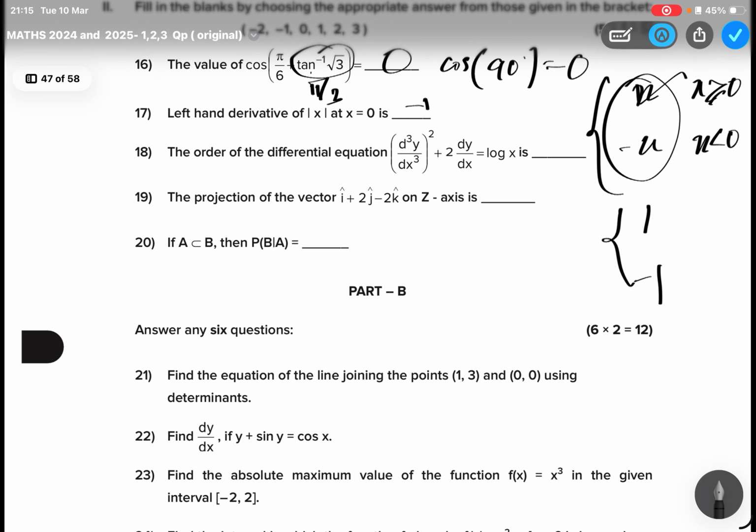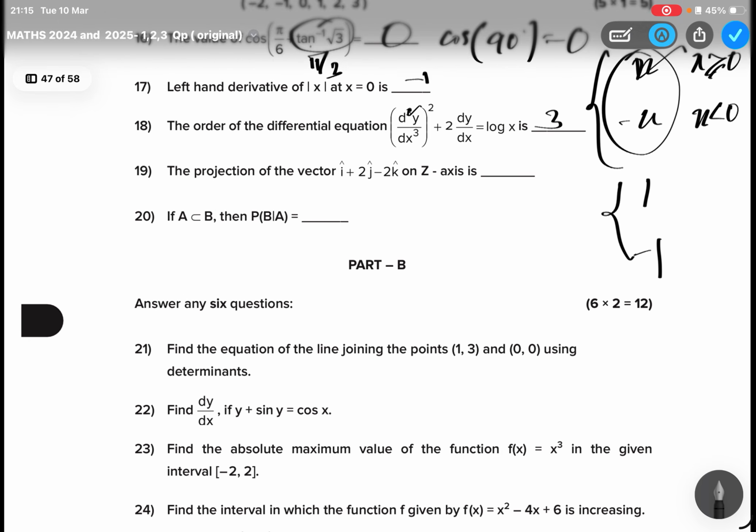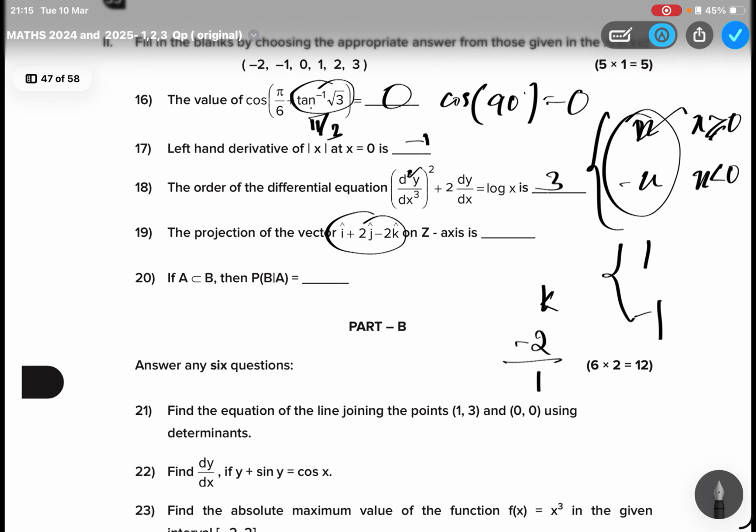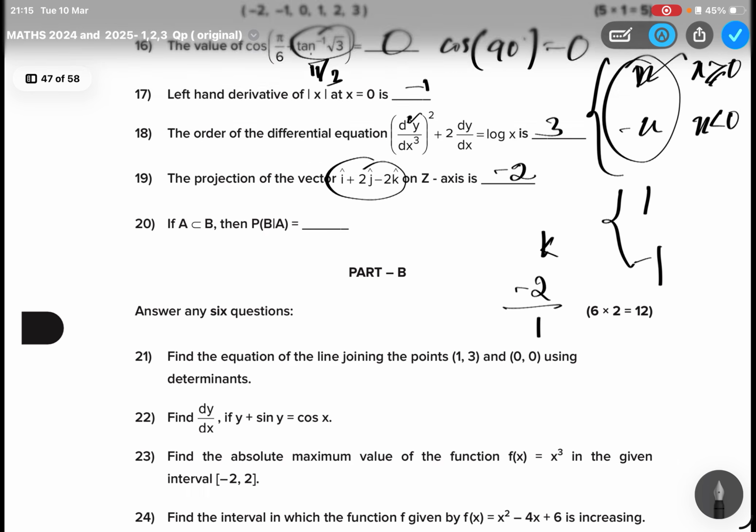The order of the differential equation, order they are asking, then it will be 3. The projection of the vector on z-axis, this vector and the second vector is only k. So this is a dot b, it means minus 2 into 1, minus 2 divided by 1. The answer will be minus 2.